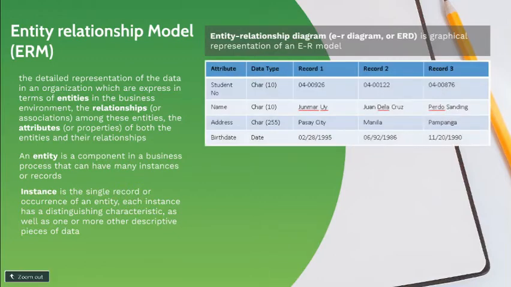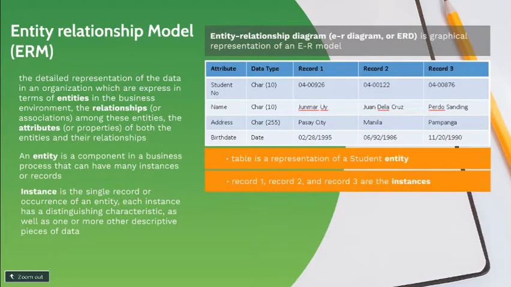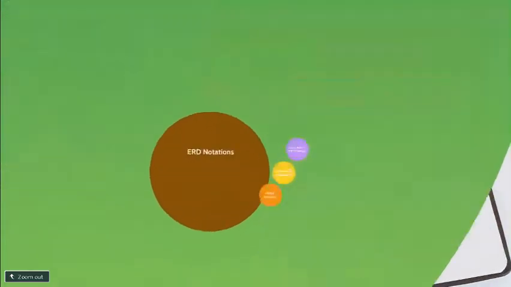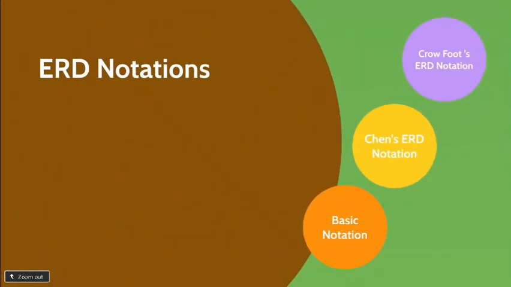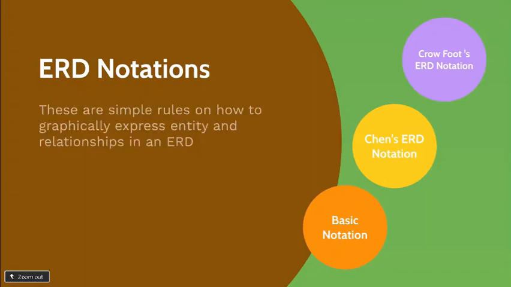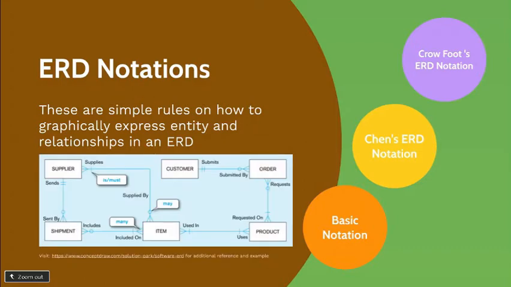This table is a representation of an entity student. Record 1, Record 2, and Record 3 are the instances. There are several notations for ERD. When we say notation, these are simple rules on how to graphically express entity and the relationship in an ERD. We have here the basic notation.